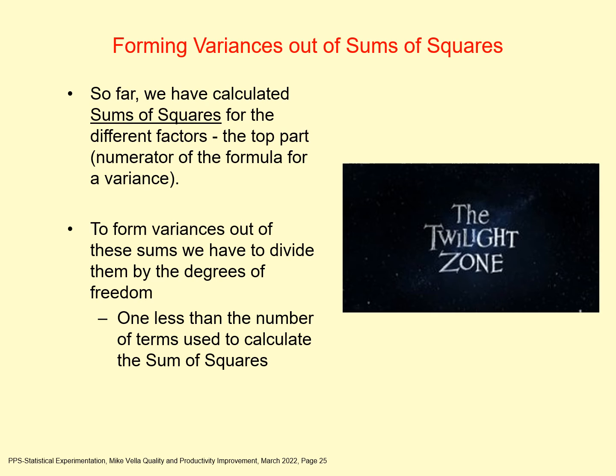So next step is that we're going to calculate variances out of the sum of squares calculations. So far, we've calculated the sum of squares for the different factors. That's the top part, the numerator of the formula for variance. To form variances out of these sums, we have to divide them by the degrees of freedom. The degree of freedom, if you recall, is one less than the number of terms used to calculate the sum of squares.